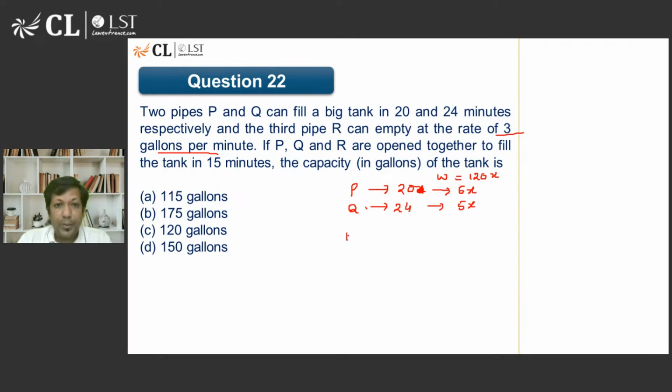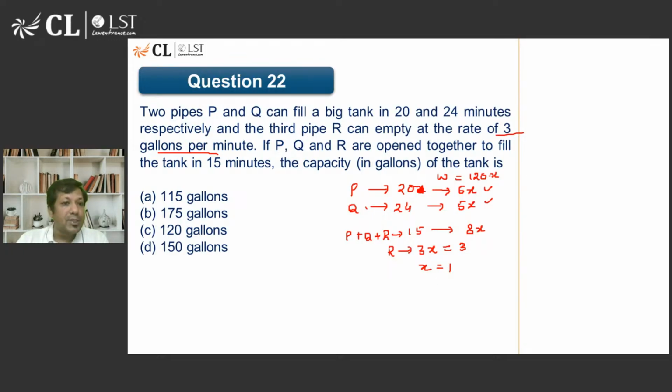Together, all three of them can fill the tank in 15 minutes. So P plus Q plus R are filling the tank in 15 minutes. So how much work is being done? That is 8x. P filled 6x, Q filled 5x, still then only 8x is getting in. Why? Because R is taking out 3x per minute, right? And how much is it taking out? That's 3 gallons. So 3x should be equal to 3. So x comes out to be 1.